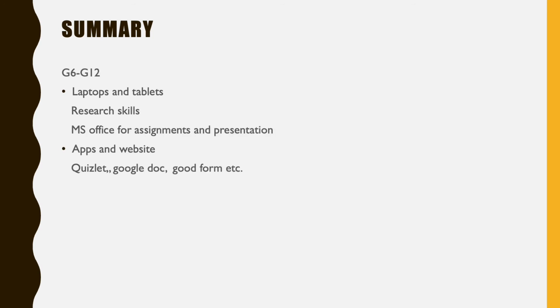For students from grade 6 to 12, it's important to teach them some research skills that they can do online as a way to meet the more demanding needs of their coursework. They can also benefit greatly from learning how to use MS Office for their assignments and presentations. Some of the common apps and websites that are used at this grade level are Quizlet, Google Doc, and Google Form, and so on.